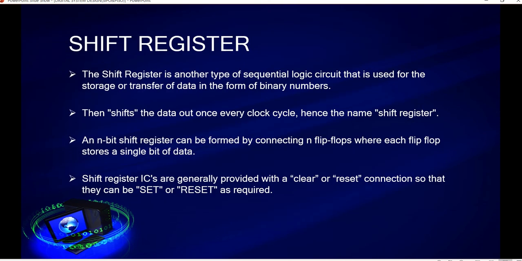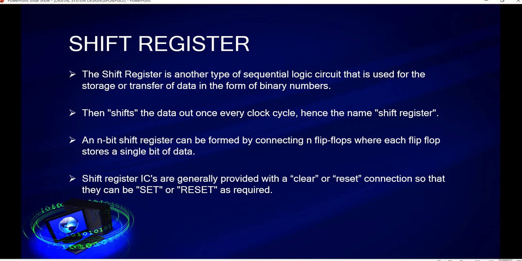Shift register. It is another type of sequential circuit that is used for storage and transfer of data in the form of binary numbers, then shifts data out once every clock cycle. Hence, it is called a shift register. An n-bit shift register can be formed by connecting n flip-flops, where each flip-flop stores a single bit of data. Shift registers are generally provided with a clear or reset connection, so they can be set or reset as required.